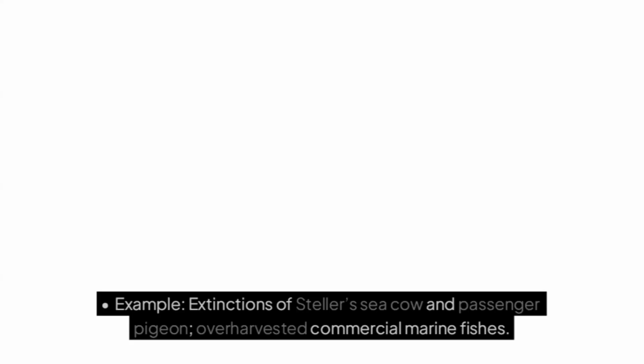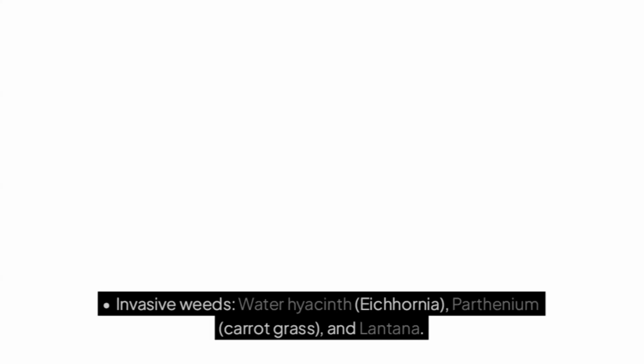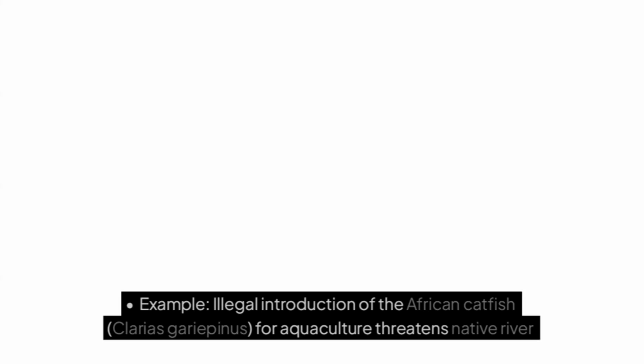3. Alien species invasions, non-native species introduced intentionally or accidentally, turning invasive and threatening native species. Example: Nile perch introduced into Lake Victoria caused the extinction of over 200 native species of cichlid fish. Invasive weeds: water hyacinth, Ageratum, Parthenium, carrot grass, and lantana. Example: illegal introduction of the African catfish, Clarias gariepinus, for aquaculture threatens native river catfishes.